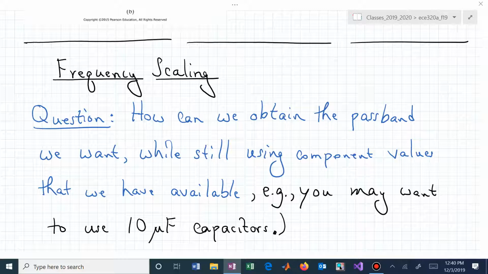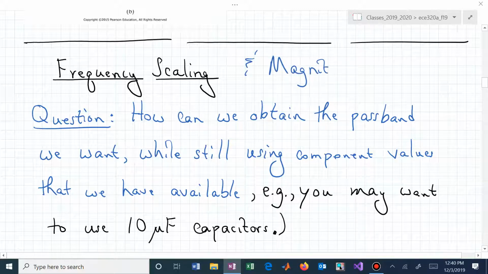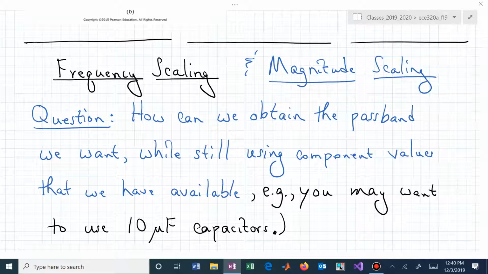So now we maybe are restricted to using 10 microfarad capacitors. And we want to now figure out how do we make that happen. Well, we can do that by frequency scaling and by magnitude scaling. The frequency scaling gives us the passband that we want. The magnitude scaling allows us to use the components that we have available.